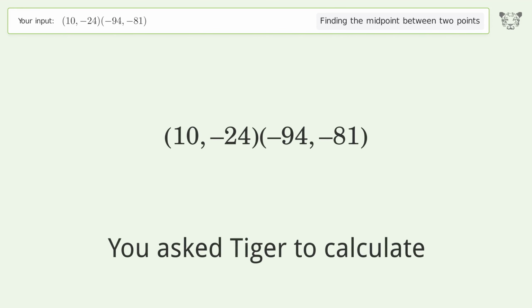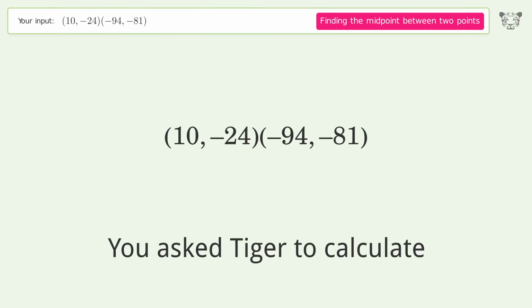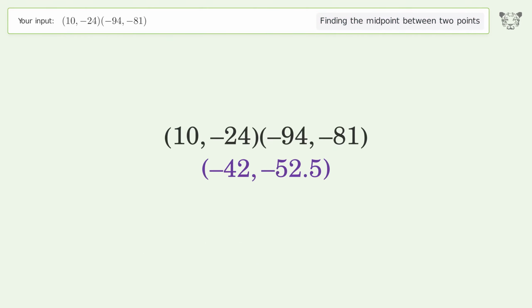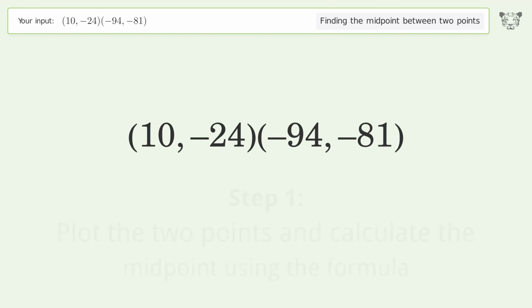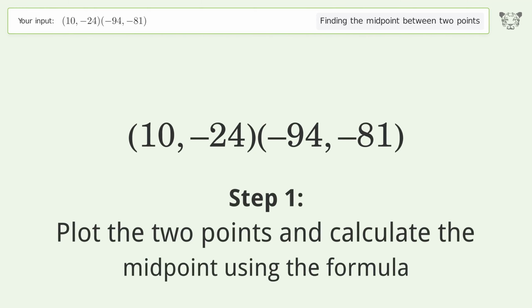You ask Tiger to calculate. This deals with finding the midpoint between 2 points. The midpoint between the 2 points is -42, -52.5. Let's solve it step by step. Plot the 2 points and calculate the midpoint using the formula.